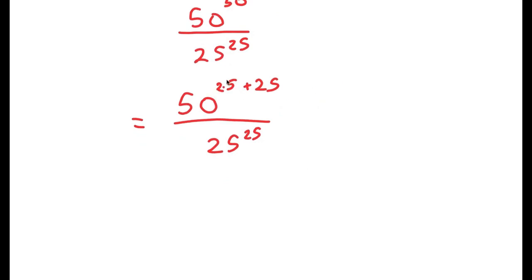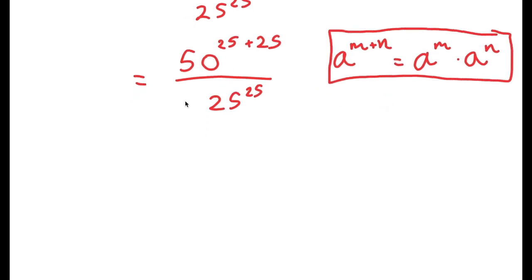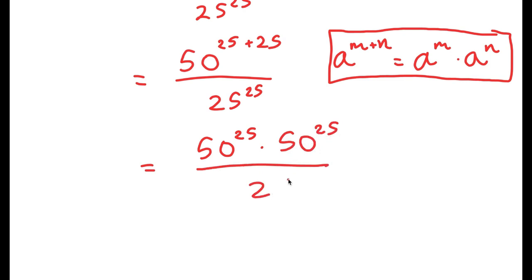And the reason I rewrote 50 to the power of 50 as 50 to the power of 25 plus 25 is because now I can use an exponential property that states that if I have something in the form a to the power of m plus n, this is equal to a to the power of m times a to the power of n. So I would highly recommend that you memorize this because this can also be used later in math. So 50 to the power of 25 plus 25 using this property turned into 50 to the power of 25 times 50 to the power of 25. And I still have this over 25 to the power of 25.